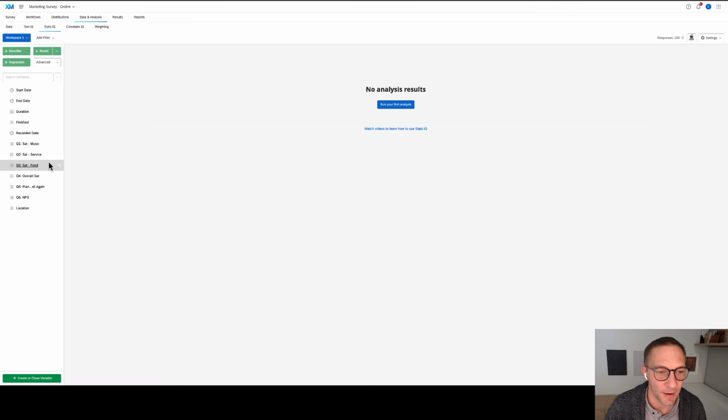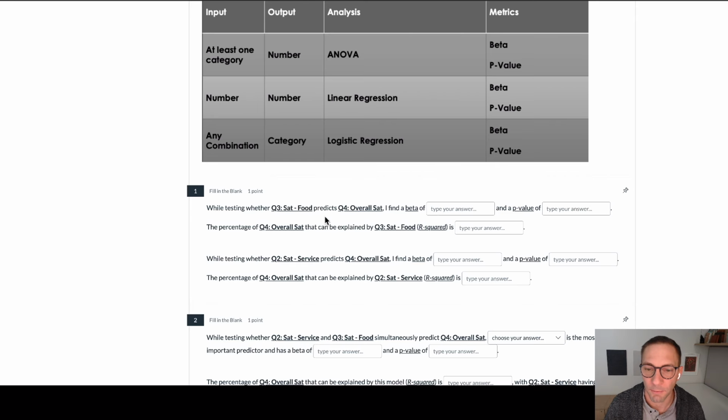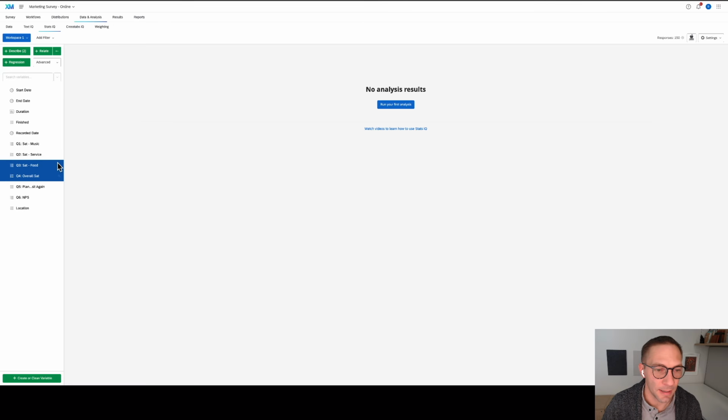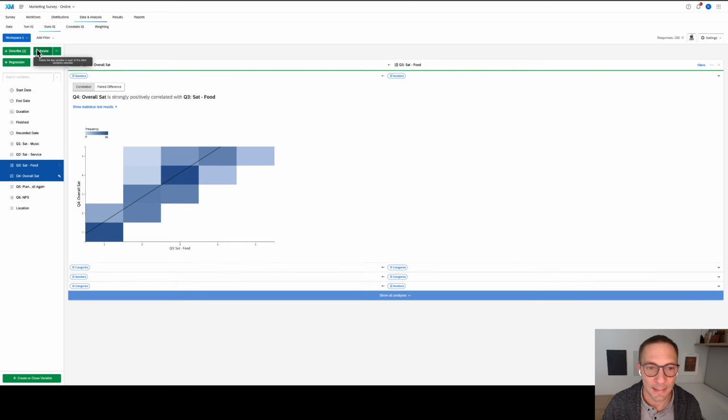We have satisfaction with food and overall satisfaction. Now think which one is our input and which one is our output. If I'm looking at whether satisfaction with food predicts overall satisfaction, overall satisfaction is that final output, the final destination. And I want to see if I can predict it with food. So the predictor is always the input. So I know that Q3 is going to be my input and Q4 is going to be my output. So taking that into account, the key should be on my output. So I have overall satisfaction and I click relate.